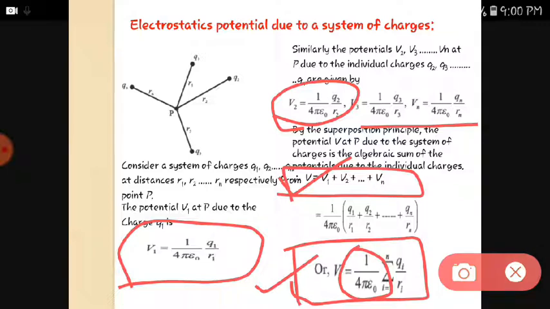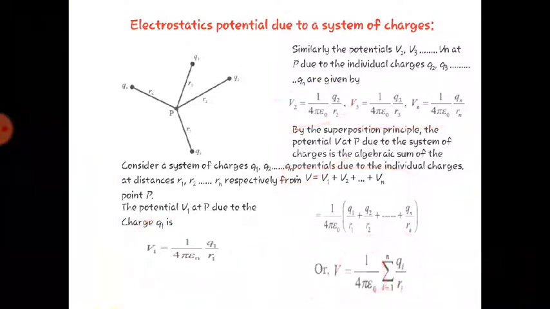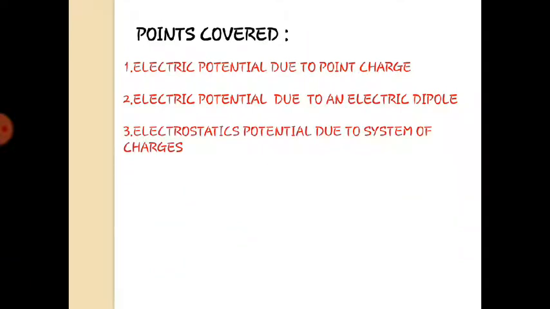Okay. So this is all about today. We have just seen 3 derivations and you have to do all of them 3 or 4 times. Then and only then you will come to know exact idea about it. So what points we have covered today? Electric potential due to point charge, electric potential due to electric dipole, and electrostatic potential due to system of charges. These are all 3 points we have covered, and this ends the lecture.